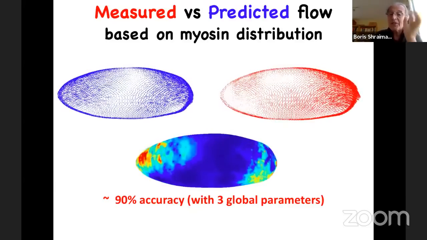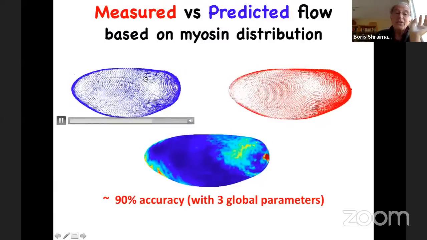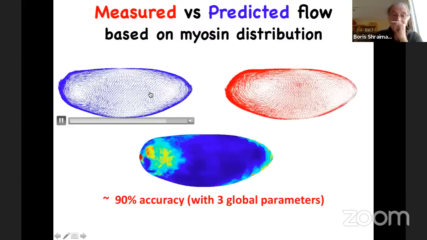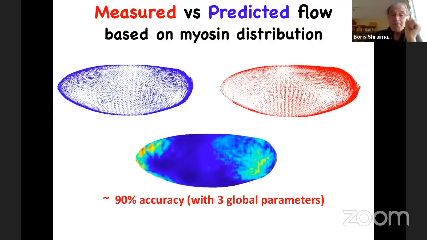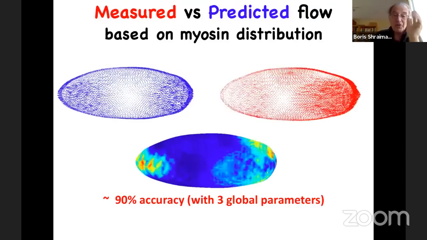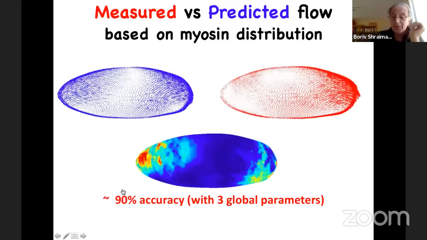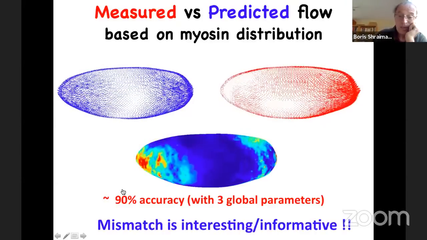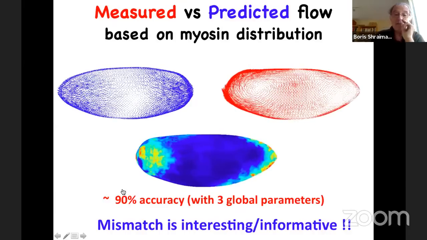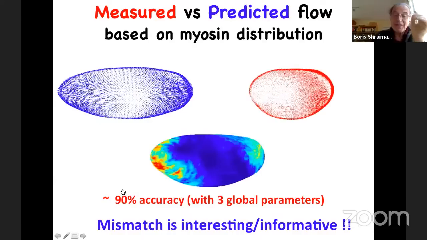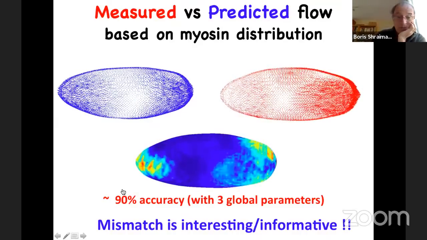It's a flow, but at each point in time, Sebastian measures the myosin distribution, solves the equation, and compares to the measured velocity field. And the ridiculous thing is, with just three global parameters, no spatial variation of parameters, one can reach pretty ridiculous accuracy. And the mismatch between this prediction and what one observes, when it happens, is actually very informative because it pinpoints interesting processes in the embryo.